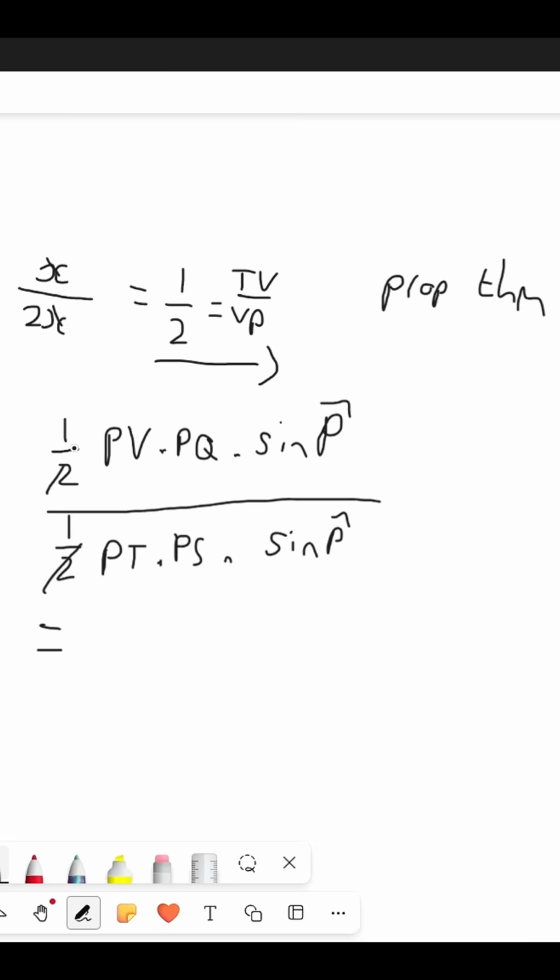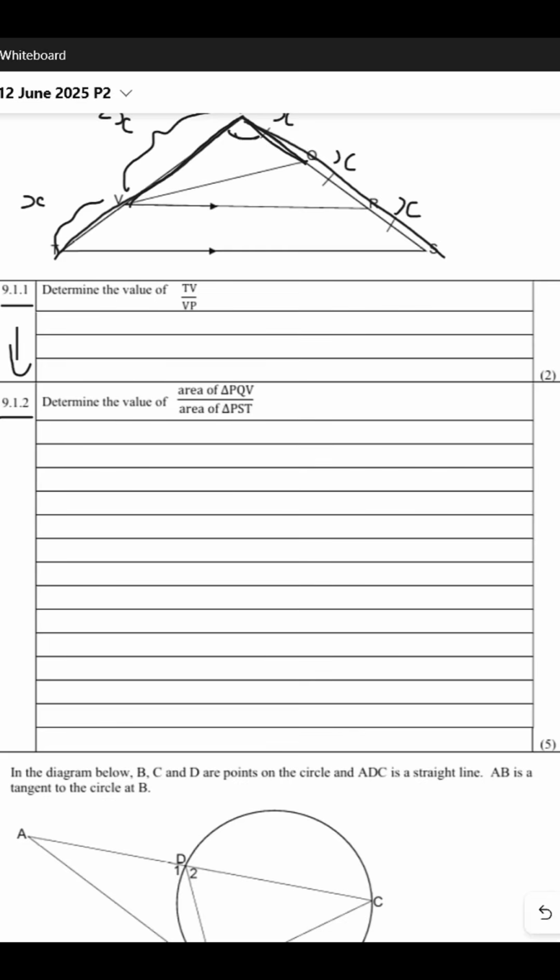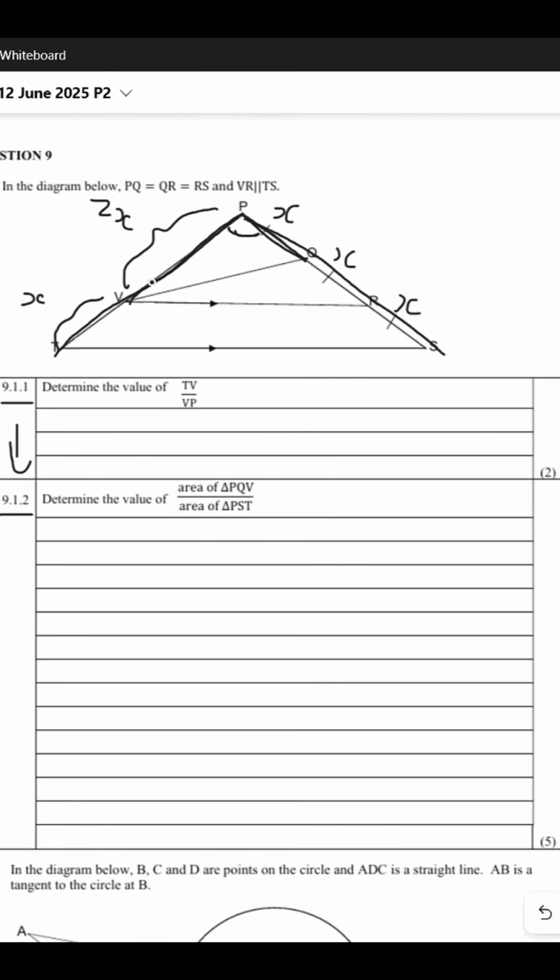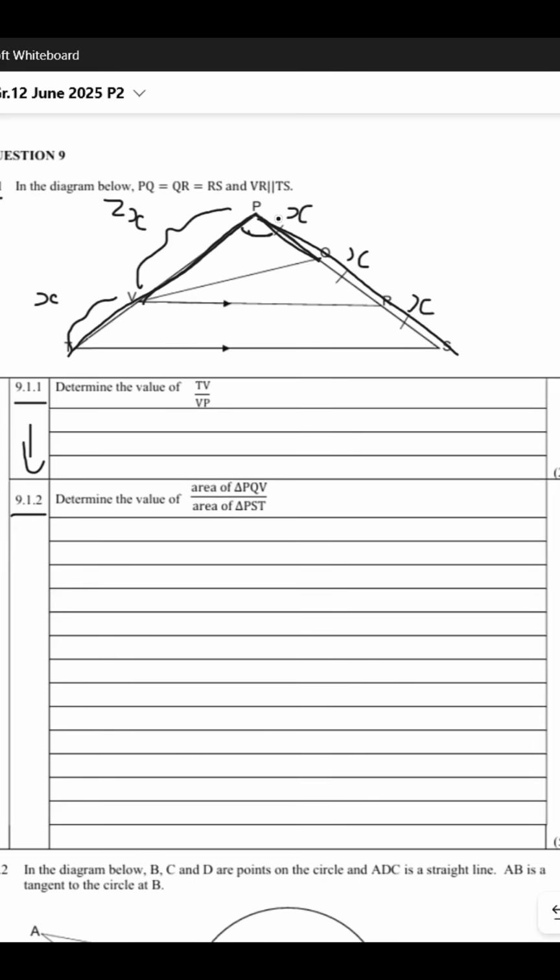So we can cancel our half and our half because they're exactly the same. So we can cancel them and our sine P as well. So that means we have PV over PT multiplied by PQ over PS. The reason I split them up was because these sides over here, PV over PT is just one side of our triangle, and PQ over here is this guy over PS over there.